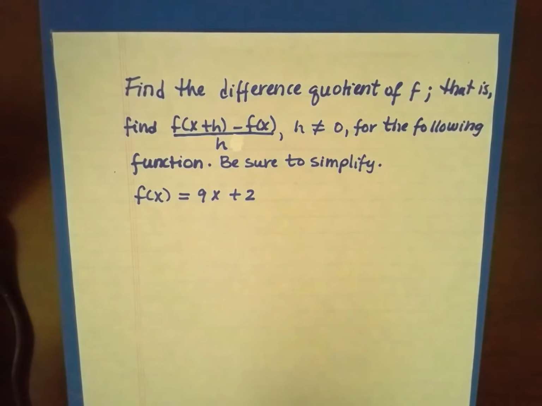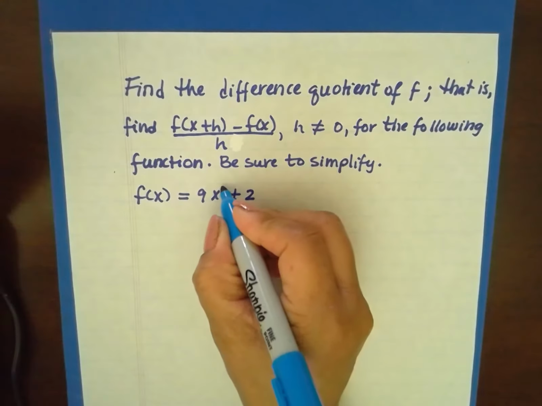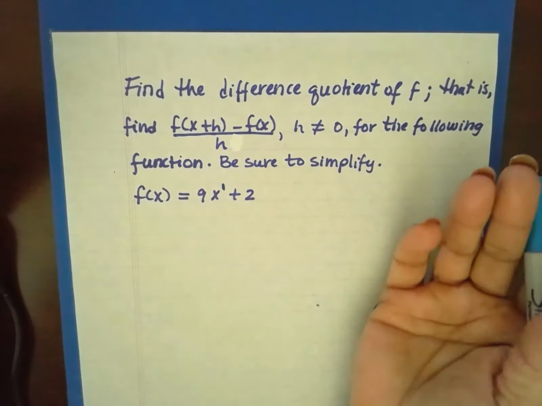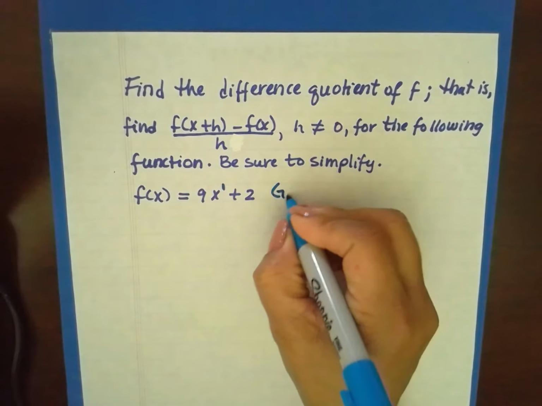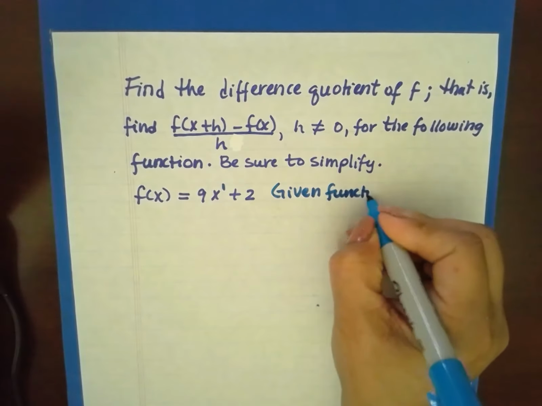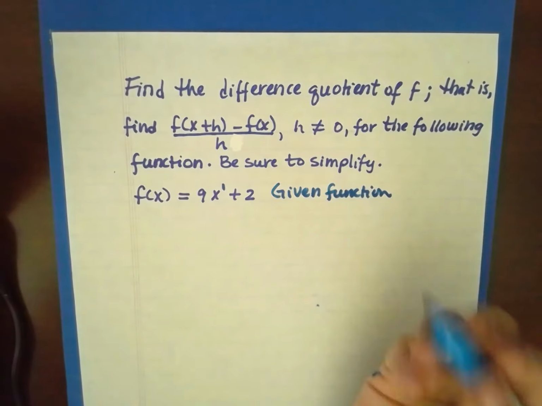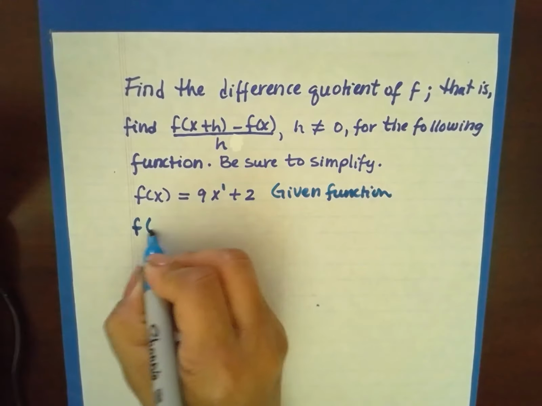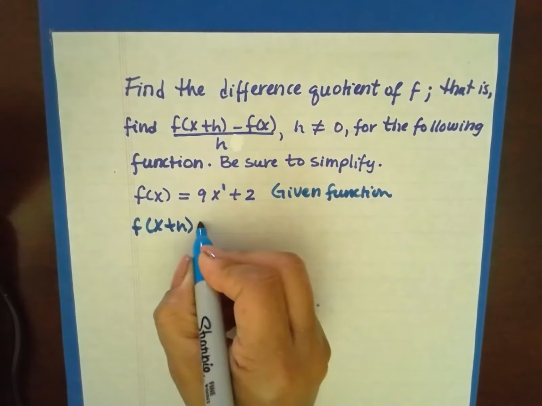And in this exercise, we have a linear function. We know that because the highest exponent is 1. So here I am going to label that this is a given function. And in order to find the difference quotient, we need to find f of x plus h.